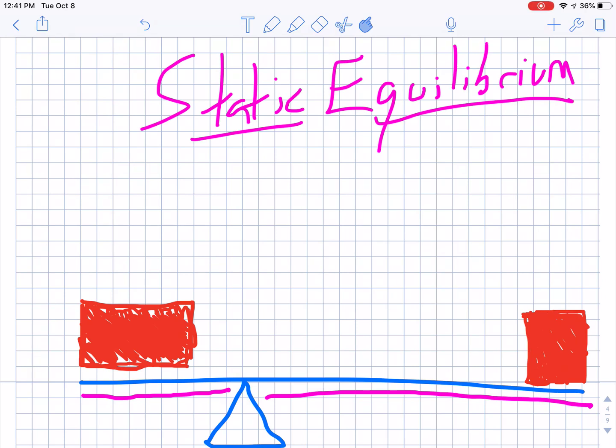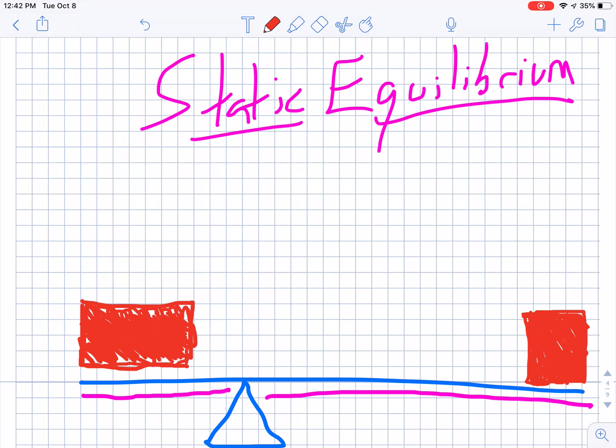Today I want to talk to you guys about this concept of static equilibrium. It comes up a lot when we're talking about machines. First, notice that we have a first class lever and two masses, and we'll call the one on the left twice as big as the one on the right. And if you look at the distances, the pink lines, we'll call the left one half as long as the one on the right.